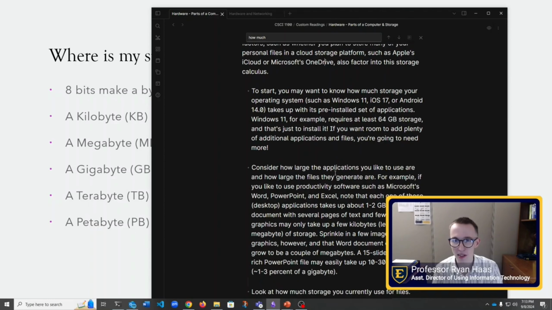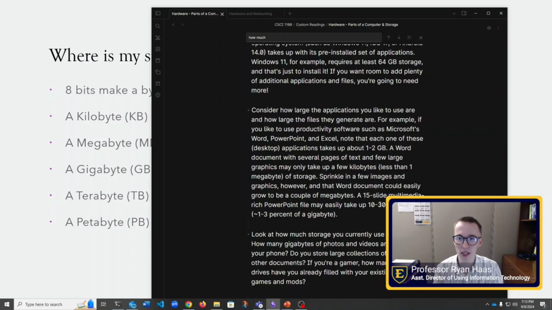So to start, you want to know how much the operating system takes up. For example, Windows 11 takes up 64 gigabytes just to install it. And that's before you add all the custom applications that you want. That's before you start creating your own files. You also need to consider how large the applications are that you like to use, and how big are the files they're generating. So for example, Microsoft's Word, PowerPoint, and Excel each take up 1 to 2 gigabytes.